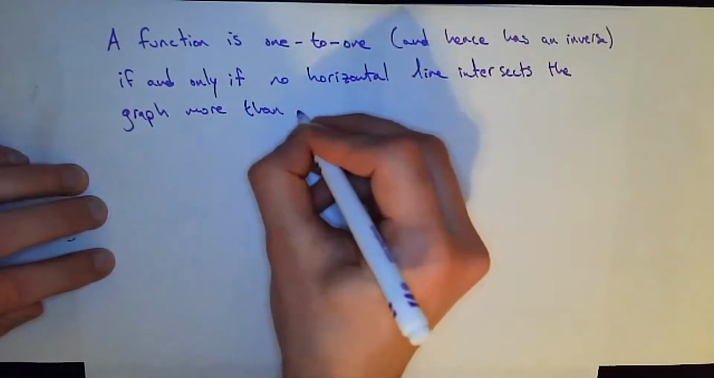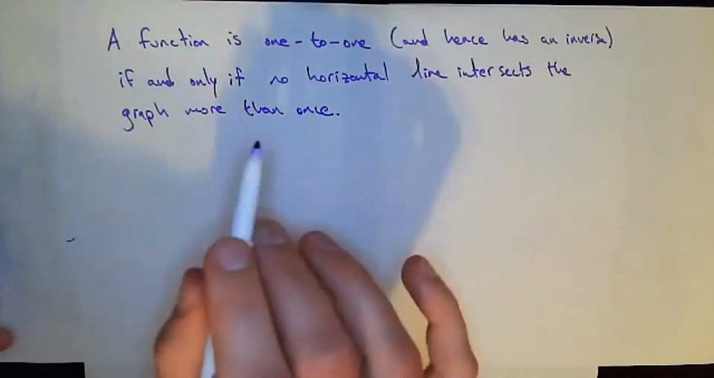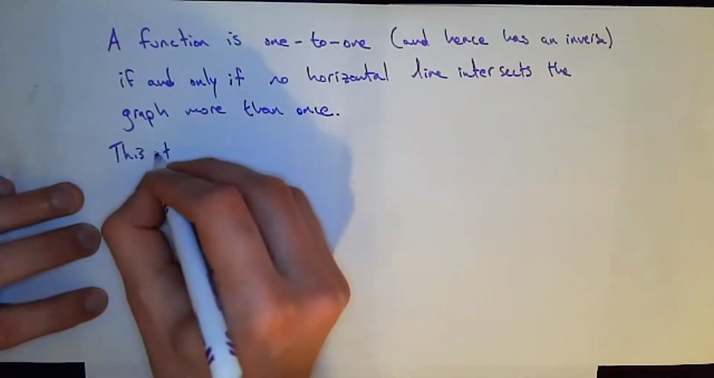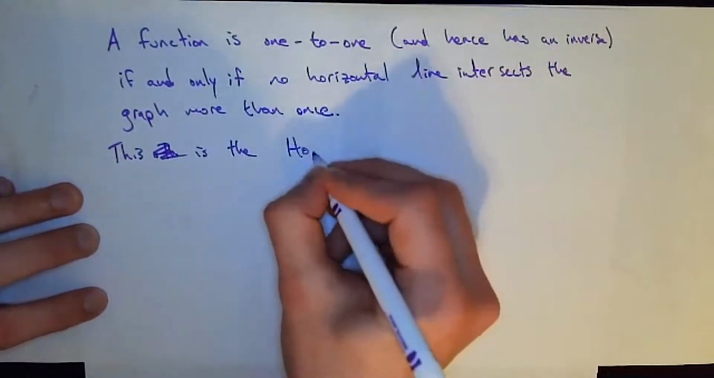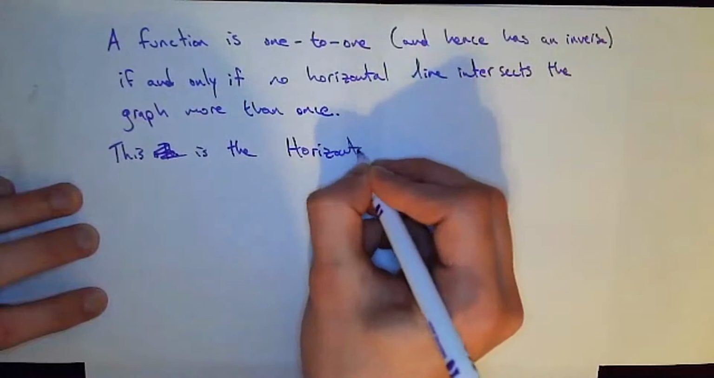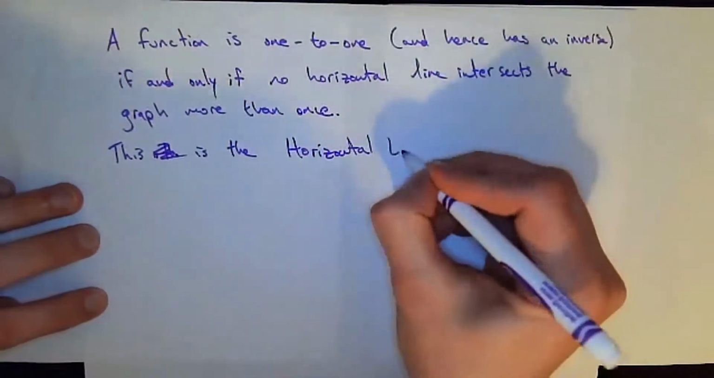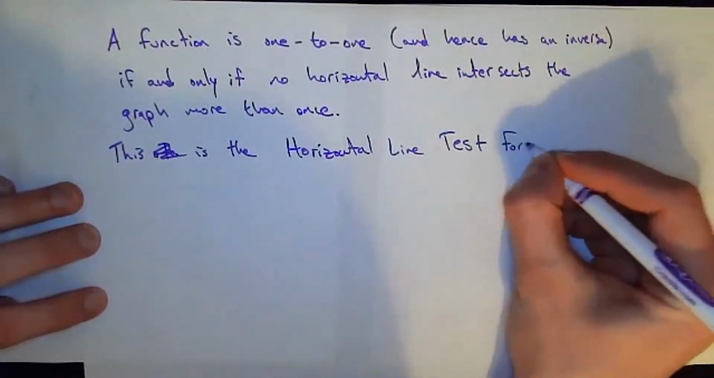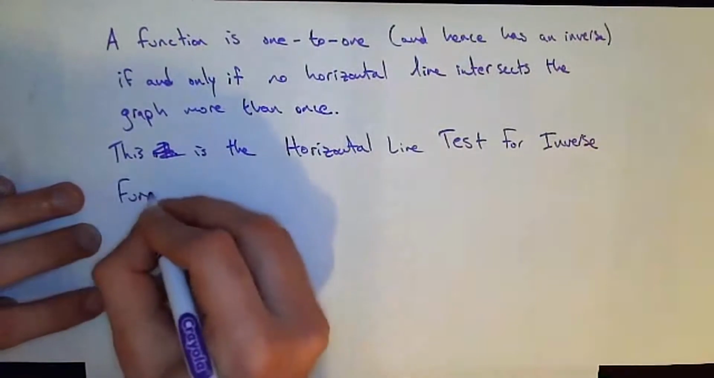This should call to mind the vertical line test that we had for functions, but this is the horizontal line test. What do we say for functions? No, because we're not testing if this thing is a function. We're testing if it has an inverse. So we'll say horizontal line test for inverse functions. It's a longer name, a little bit more of a mouthful there.